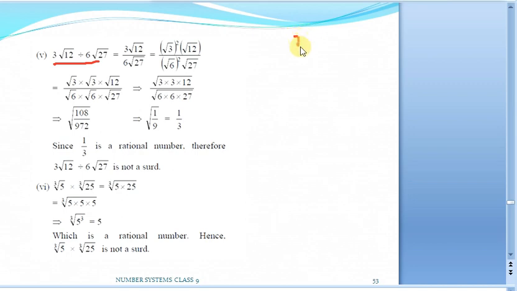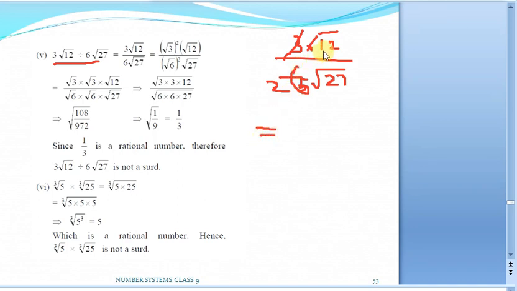Suppose this is 3 root 12. So 3 root 12 by 6 root 27. That is what I am getting, 6 root 27. Now what I would do, can I cancel this 3 two times here? So what I will be left with is root 12 by, it will be 2 into root 27 in the denominator. That is what I am left with.